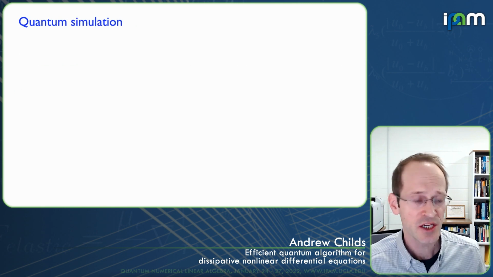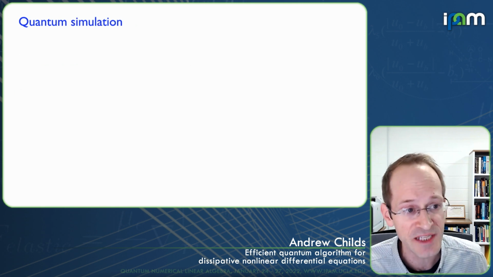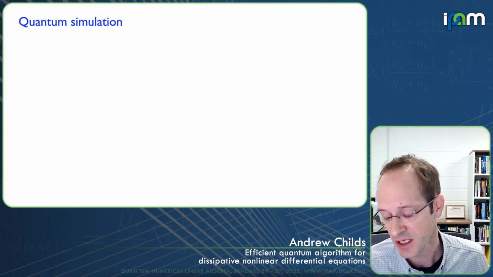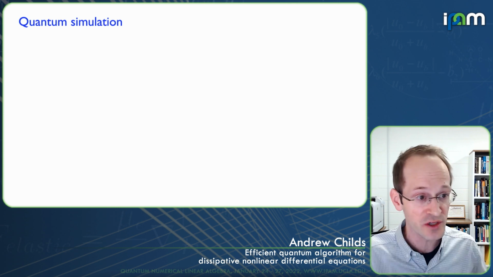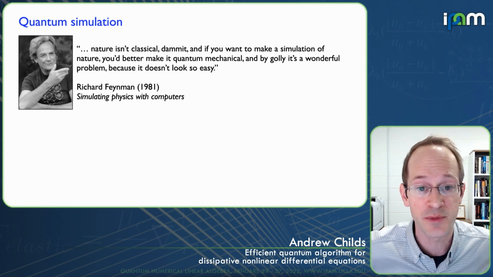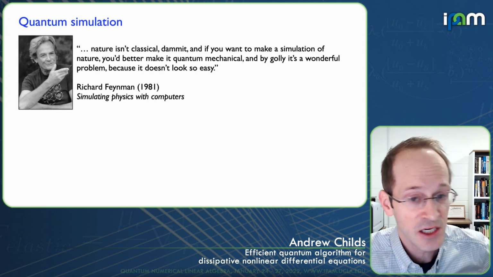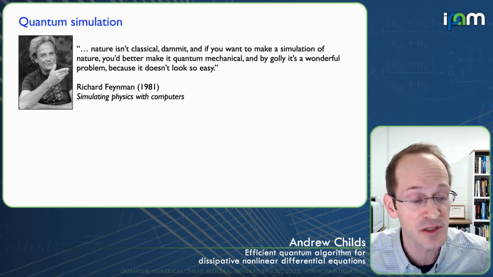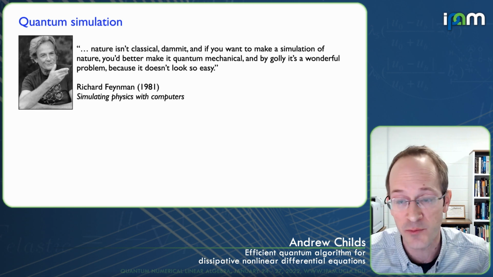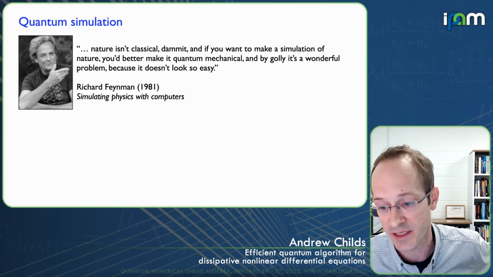Okay, so this idea of representing the solution in a quantum state is very natural in the context of quantum simulation, which really was the thing that led to the idea of quantum computing in the first place, right? You've probably seen this quote from Feynman where he observes that it would be very natural to build quantum computers if the problem we would like to solve is simulating quantum mechanics.